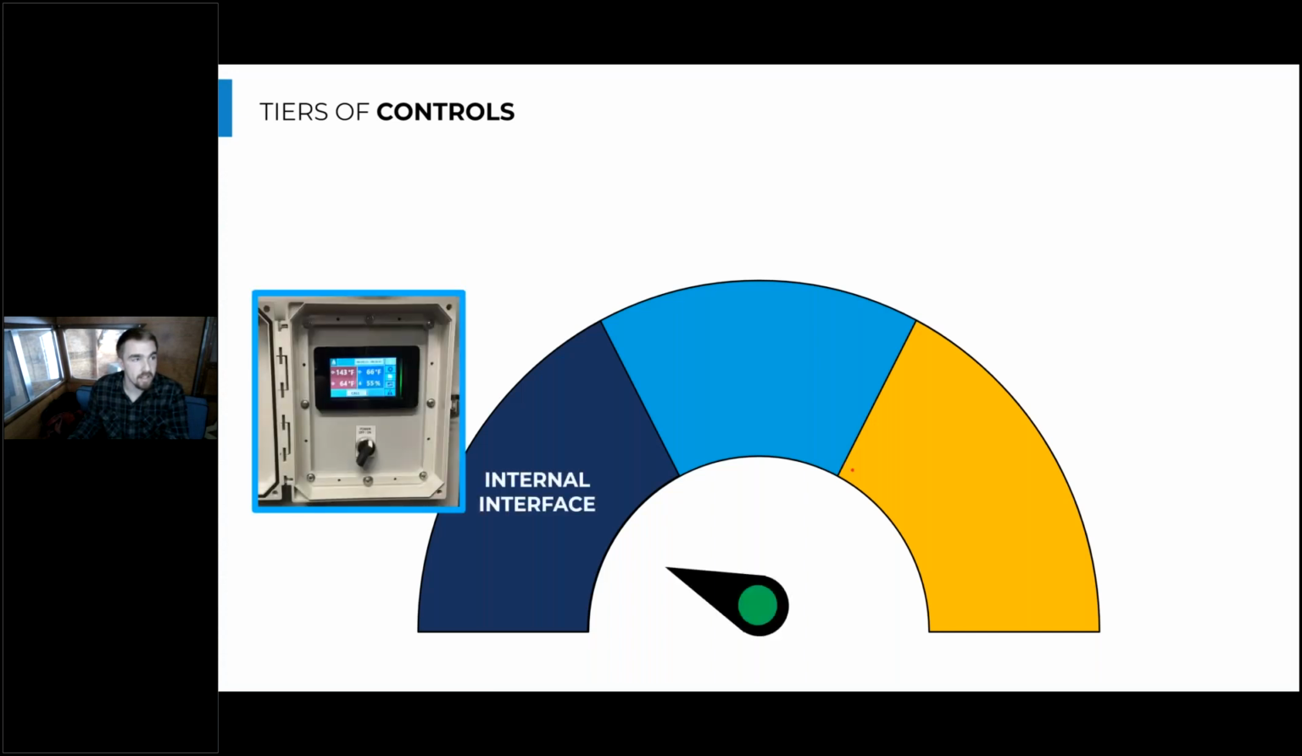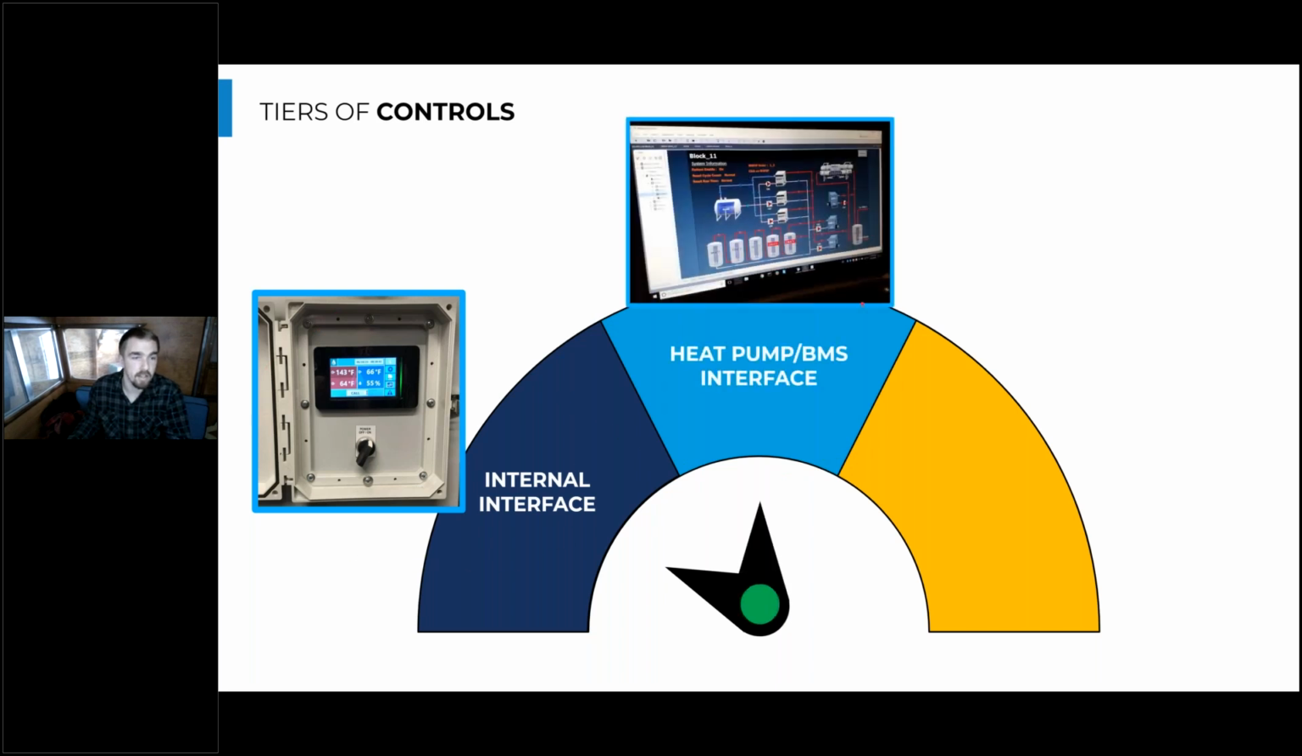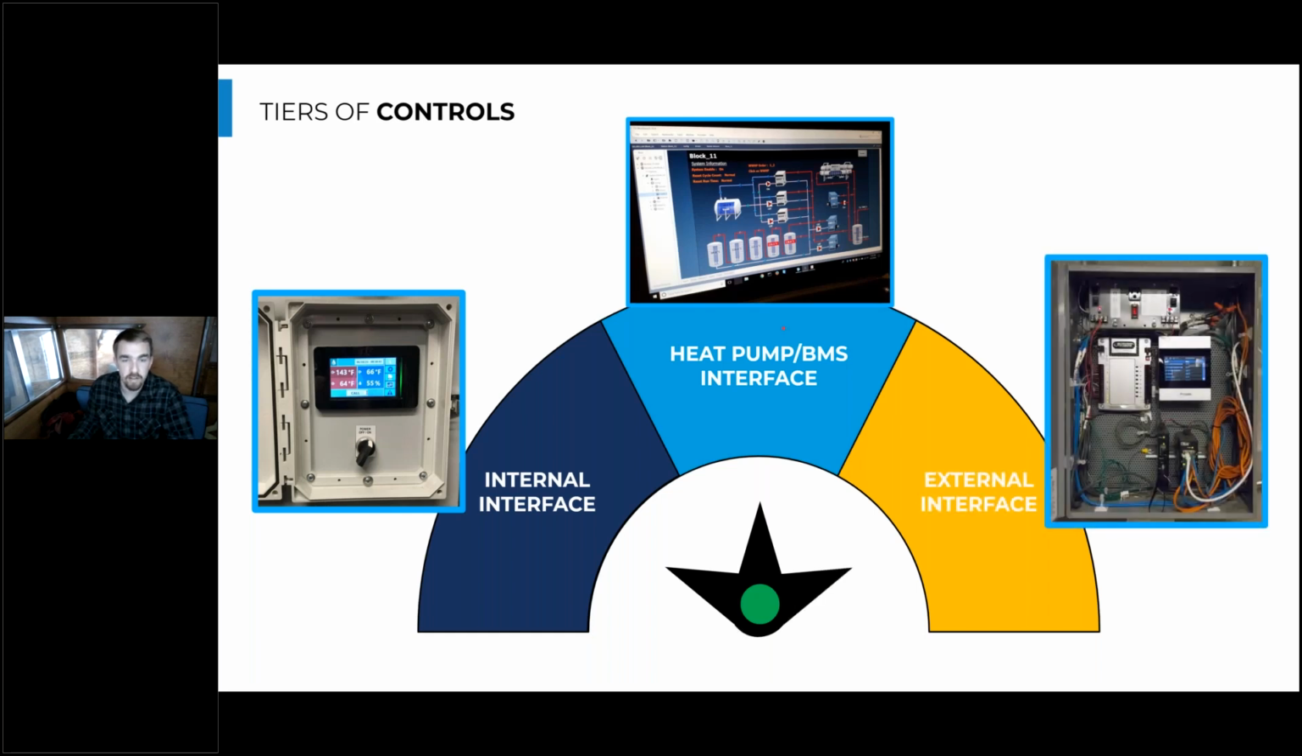So yeah, summarizing the tiers of controls, we have the internal interface where the heat pump's doing all the work, the heat pump and the BMS interface where the heat pump's still doing the work, but it's reporting to this building management system. And then we have an external interface where the heat pump is basically blind to the rest of the system, but it's just being told when to turn on and off.